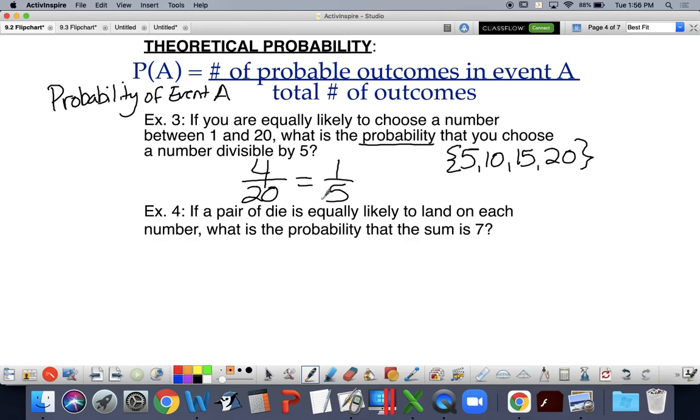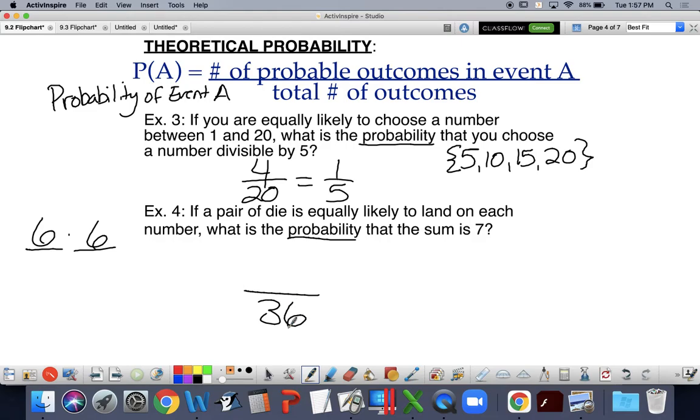All right, let's look at example 4. If a pair of die is equally likely, so it's a 6-sided die, is equally likely to land on each number, what is the probability that the sum is 7? Let's talk about the sample space first. Right, we have 2 different die. I know I'm going to have a numerator and a denominator, right? So it's probability. So for the first die, how many options? 6. Second die. 6. So that means my sample space is out of 36.